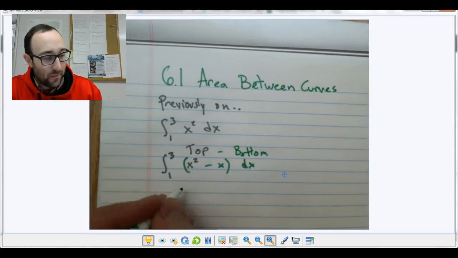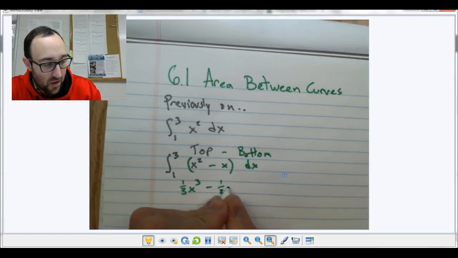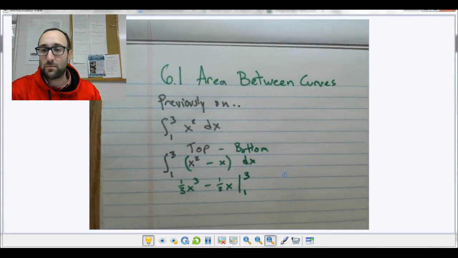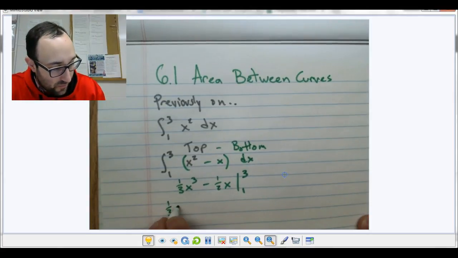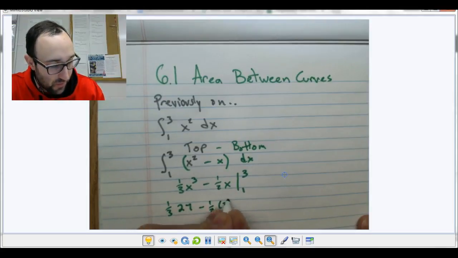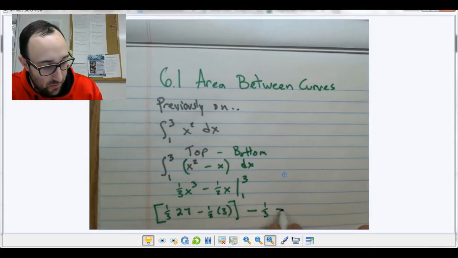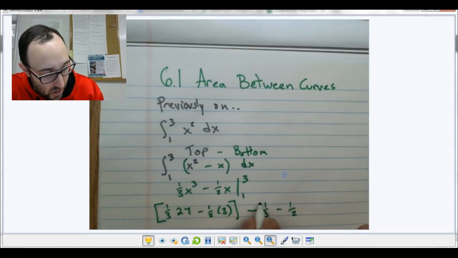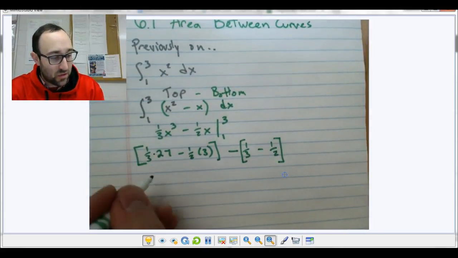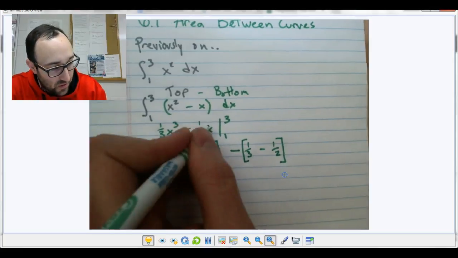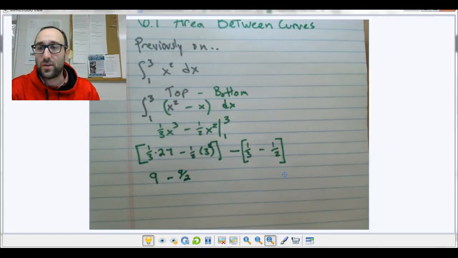If I have x squared, that means I have 1/3 x cubed minus 1/2 x squared, evaluated from 1 to 3. All we really have to do is plug that stuff in. So let's plug in 3, and I get 1/3 of 27 minus 1/2 of 3 squared, so that should be minus 9 halves. And then I'm going to subtract 1/3 of 1 and minus 1/2 of 1. I'll put these in brackets just so I don't make a silly mistake. So I've got 1/3 times 27, which is 9, minus 9 halves. Thank you for catching my mistake.